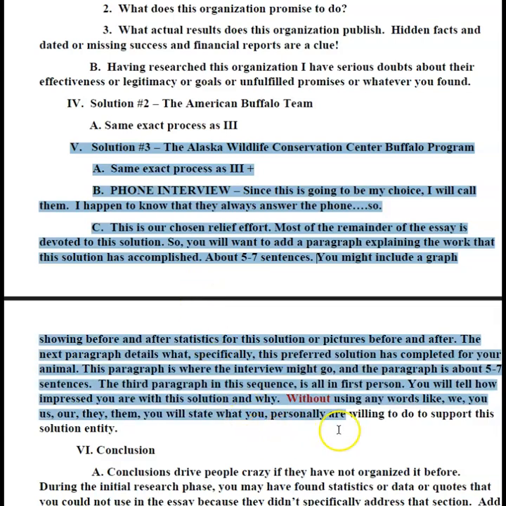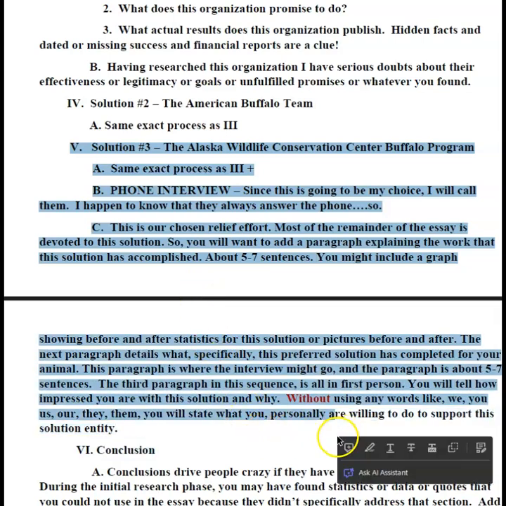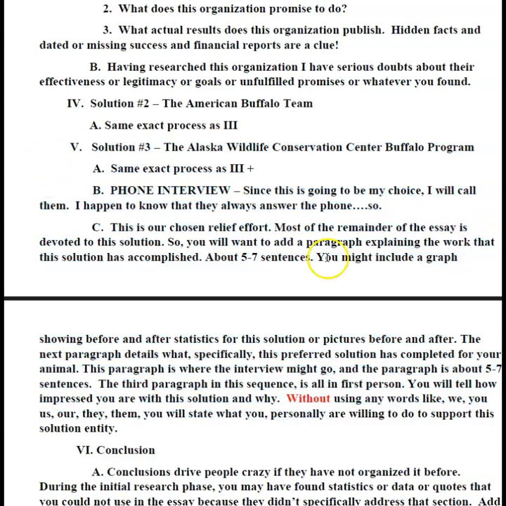You can see that the solution for this one is broken down into probably 3 paragraphs, don't you think? About 5 to 7 sentences, tell me who they are. 5 to 7 sentences showing me before they took over and after they took over and where they're going and what their goals are and so forth. And then a third 5 to 7 sentence paragraph about why you are personally impressed with this solution.